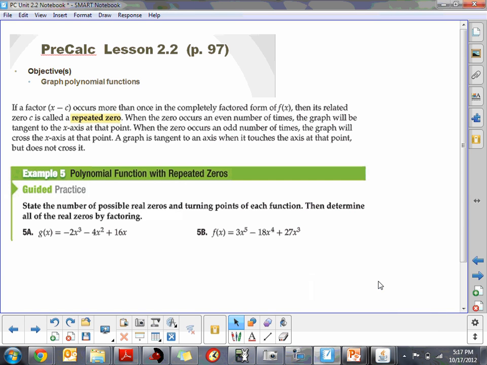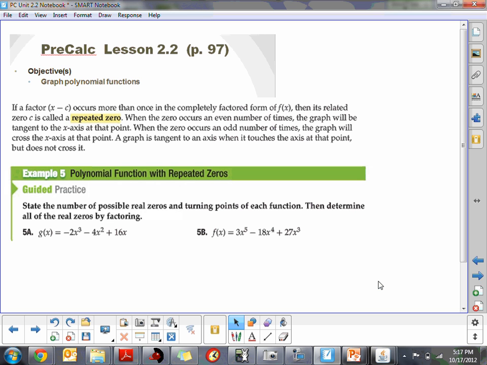The next two examples in the lesson deal with repeated zeros and what your graph looks like, and how you can predict what your graph is going to look like when you have repeated zeros in your factorization. So it's along the same theme. We've got to find the number of possible real zeros, the turning points, and all the real zeros by factoring. It's just that these are going to have some repeated zeros.